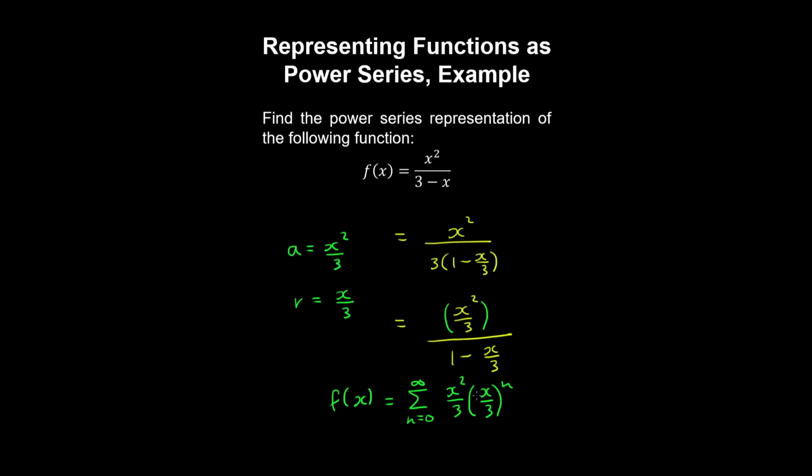And you can simplify this further by adding the exponents. So there'll be x to the power of n plus 2 over 3 to the n plus 1. And note that the geometric series converges when the absolute value of the ratio is less than 1. So therefore we obtain the absolute value of x is less than 3, and therefore the geometric series converges over the interval from -3 to 3.